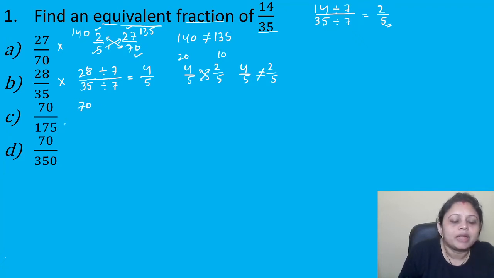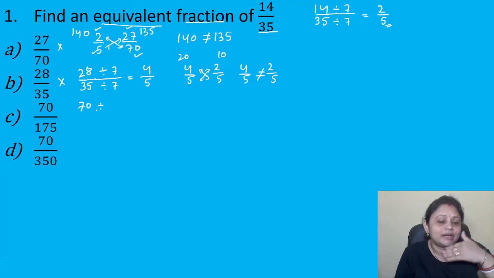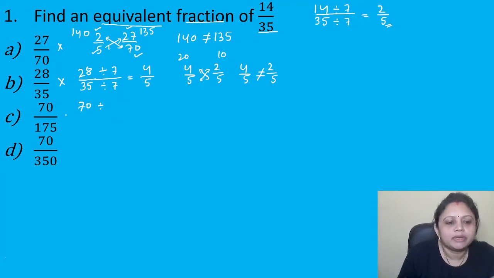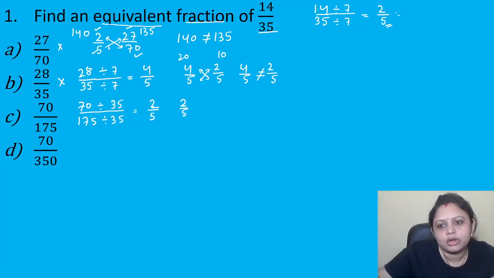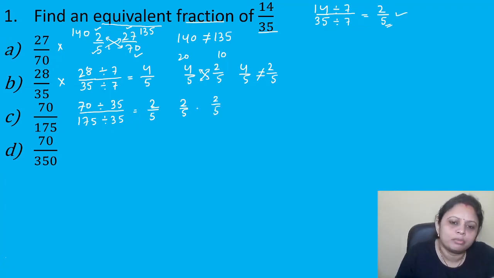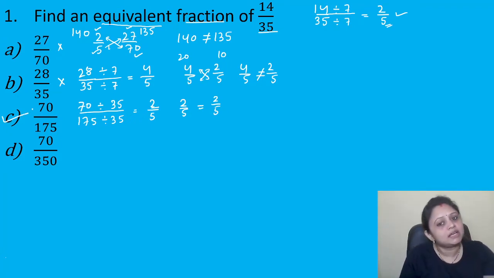If you try to find the HCF of 70 and 175, it will be 35. So 70 divided by 35 and 175 divided by 35. So here the answer will be 2 by 5. Okay, so it is 2 by 5 in option C and we have to compare it with the given question, that is 2 by 5. So clearly we can see that both are equal. So here option C is the correct answer.